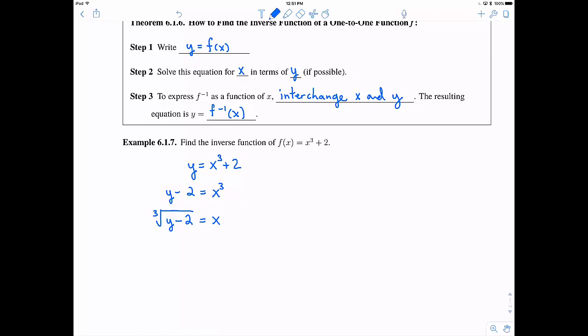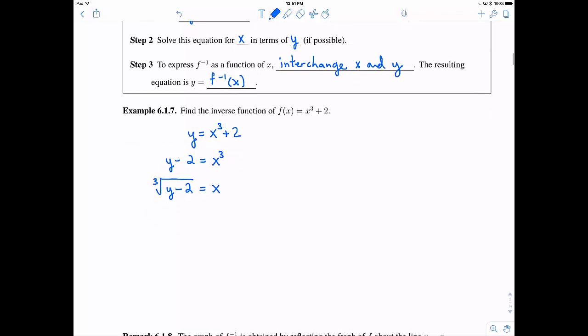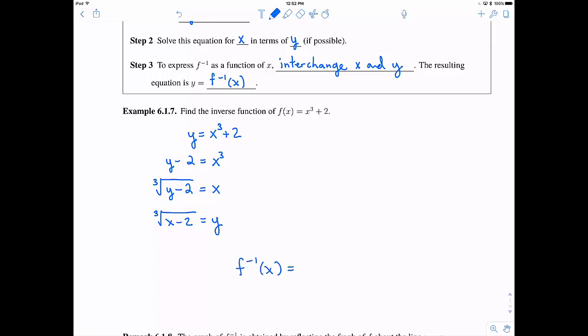Then we're going to interchange x and y. So my next line would be the cube root of x minus 2 equals y, and that is the inverse function. Let's go ahead and write this: f inverse of x is equal to the cube root of x minus 2.